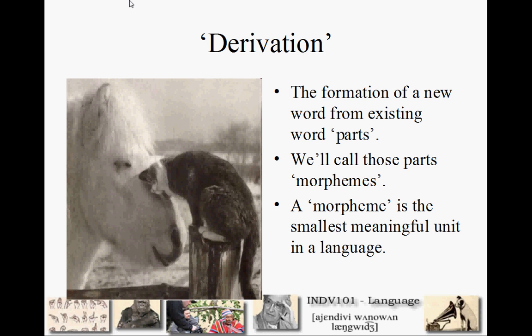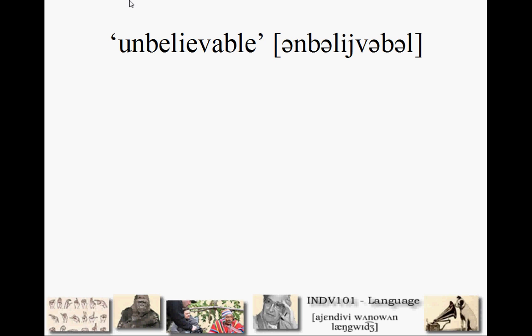A morpheme is the smallest meaningful unit in a language. Usually a single sound is not a meaningful unit. If I say n, that doesn't really mean anything. Or if I say s, that doesn't really mean anything. So a meaningful unit, for example, in unbelievable, we have 3 morphemes. Unbelievable.